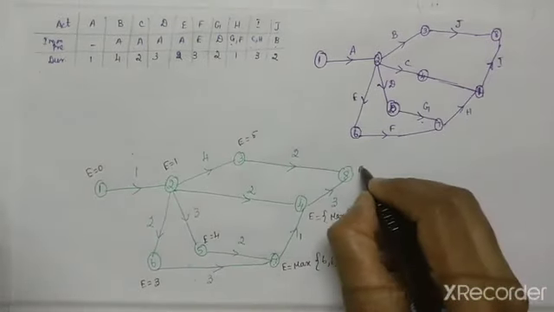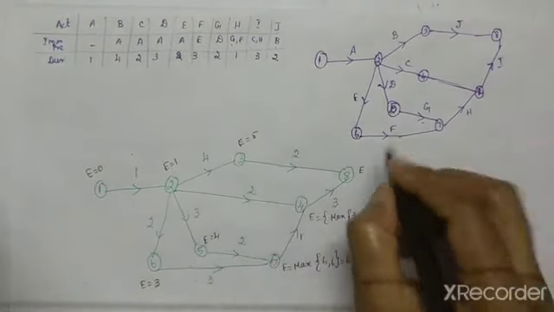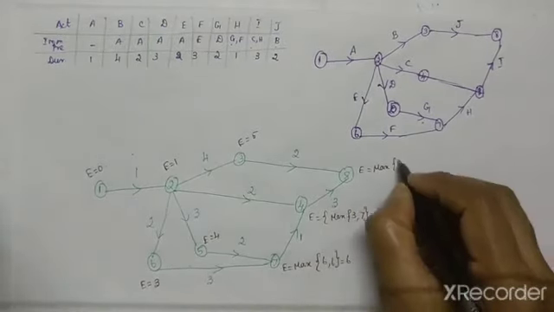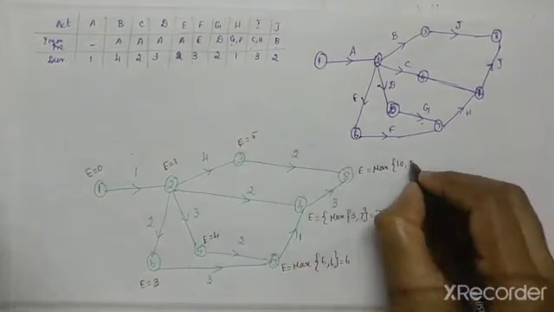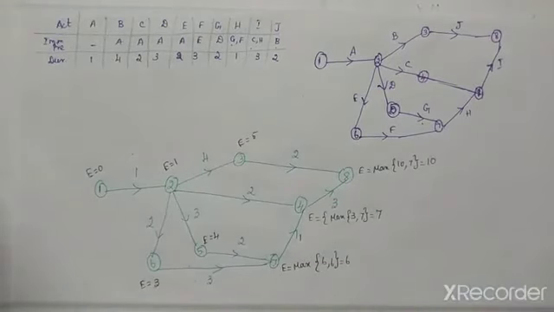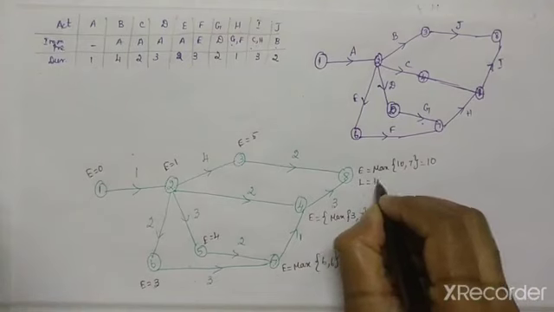For 8, E value will be, there are two incoming activities. So E is equal to maximum of 7 plus 3 is 10, 5 plus 2 is 7. So the maximum value will be 10. So now these are your E values. Now we have to come to the L value. So L you have to write 10.